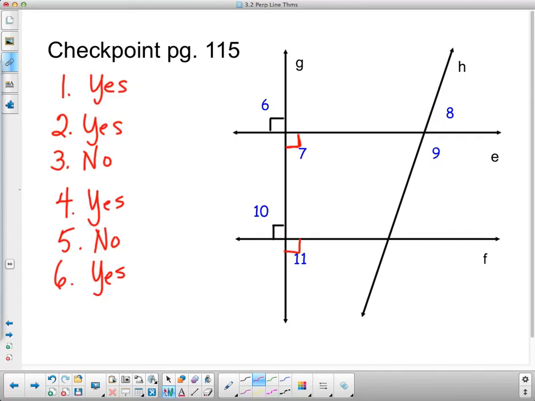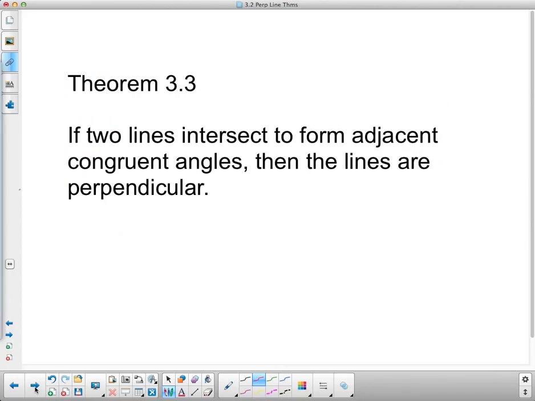That was a little bit difficult. Okay, do you notice that the thing that they wanted to point out is that line H over there that has the angle 8 and angle 9, we don't know that that's at 90 degrees. So if you're trying to compare to that, you would have a no. Perfect scores on that? Who got them all right? Quite a few did. Genius. All right, let's do a couple more theorems.